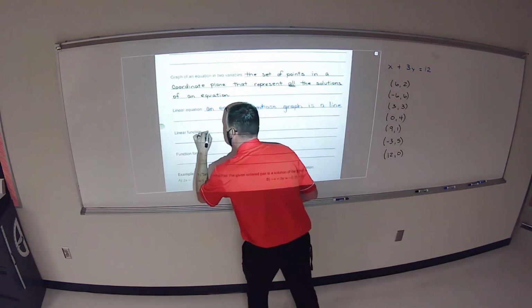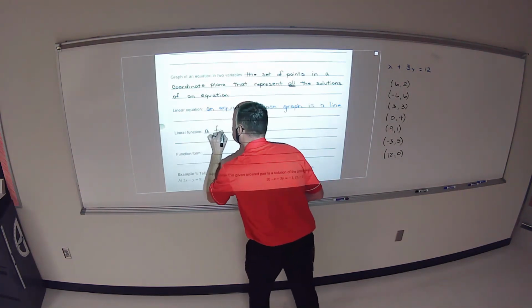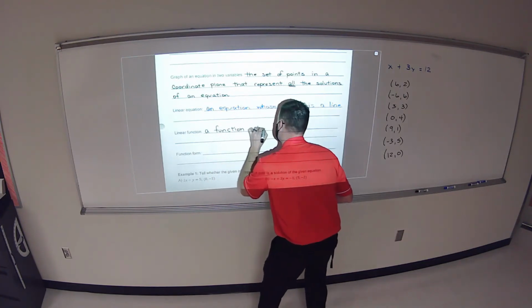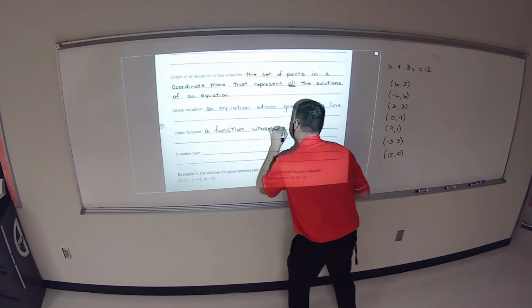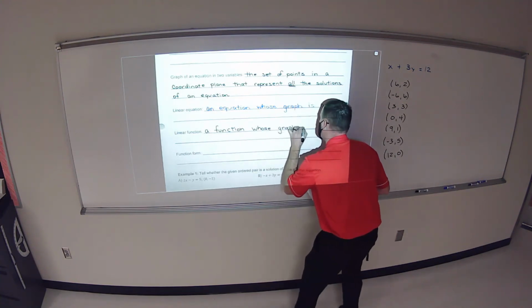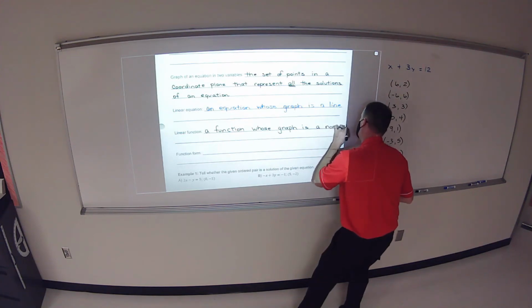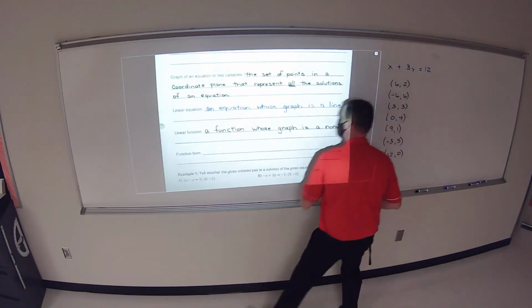This is a function whose graph is a non-vertical line.